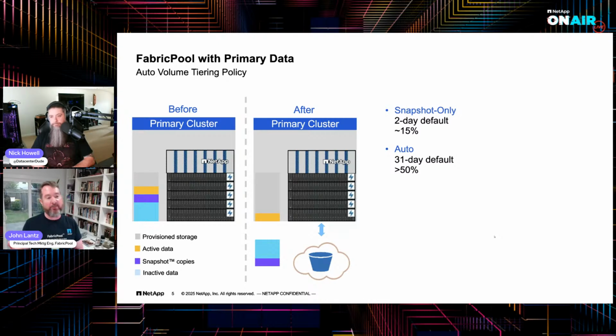The next is auto. This covers snapshots as well, but it's everything else. And this is where you get that huge benefit of tiering, where here it's like 50%. Honestly, for most customers it's going to be closer to 80. Most customers are well over 60% of their data center. This is going to be your NFS, SMB shares, CIFS shares, et cetera, and everything else.